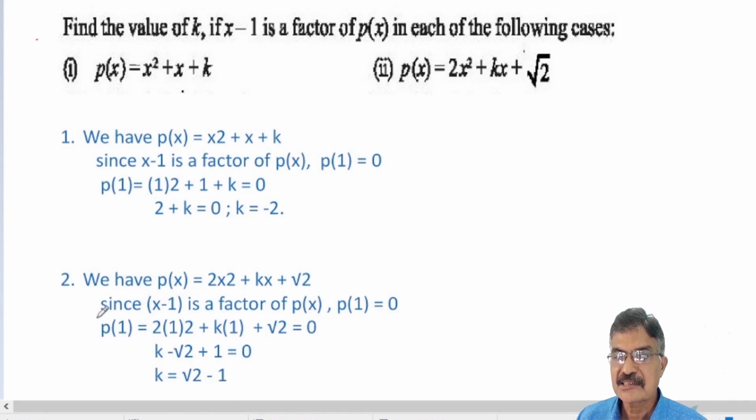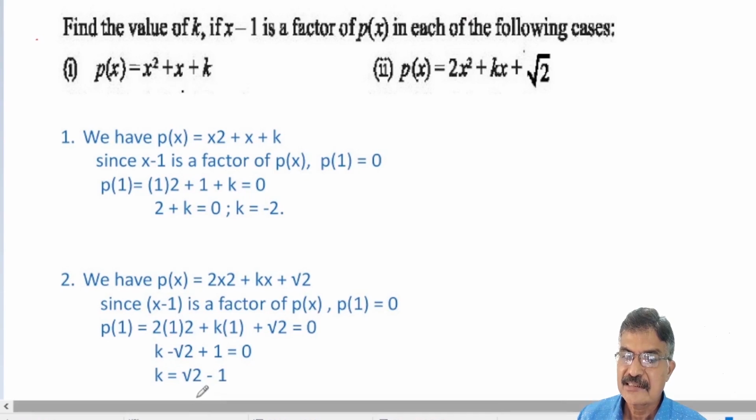Similarly, for the second question, we have to find the value of k by equating it to 0. That is, p(1) represents the remainder that we obtain by dividing this expression with x minus 1. p(1) is 0. That is, x minus 1 is a factor. Since x minus 1 is a factor of p(x), p(1) is 0. Then solve for k. We will get k is equal to root 2 minus 1.